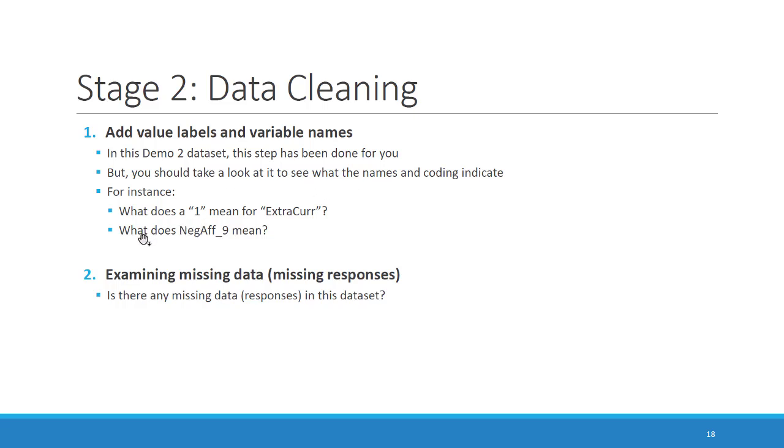Okay, so first of all, we check our value labels and our variable names, and we make sure that we understand and that everything is correct there. So number 2, we examine missing data or missing responses. So take a look at that data set that we're working with. Is there any missing data or missing responses in that data set? What do you think?